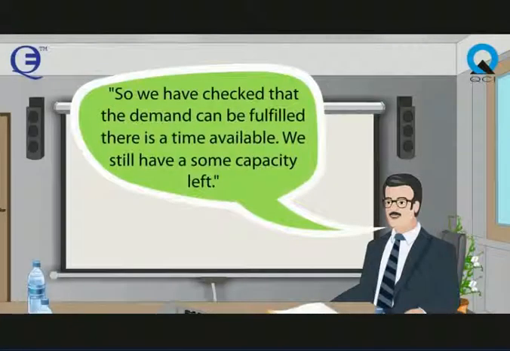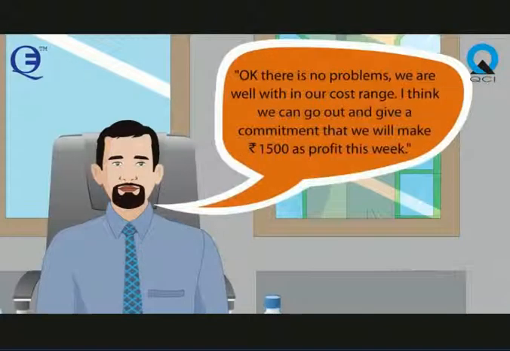So we have checked that the demand can be fulfilled. There is a time available. We still have some capacity left. The costing fellow says, okay, there's no problems. We are well within our cost range. I think we can go out and give a commitment that we will make 1,500 rupees as profit this week.